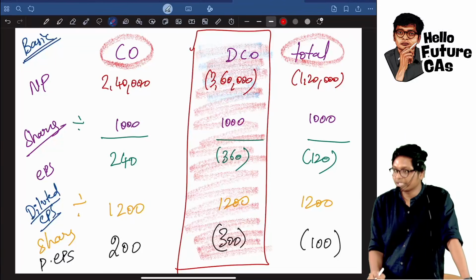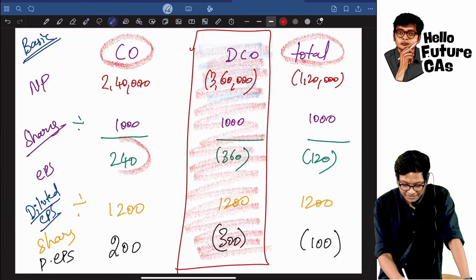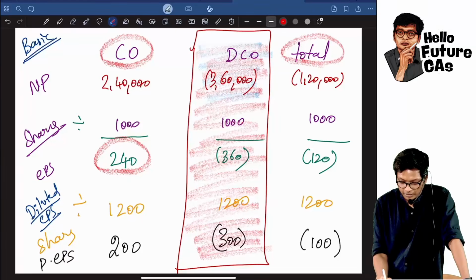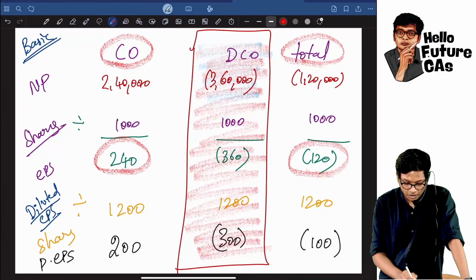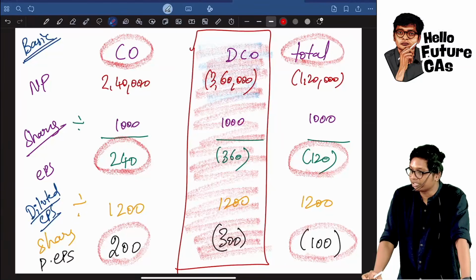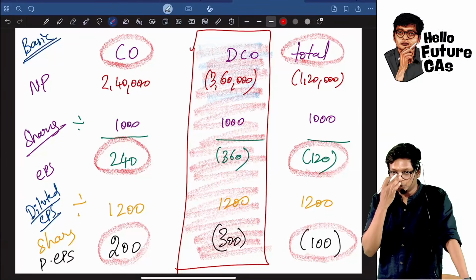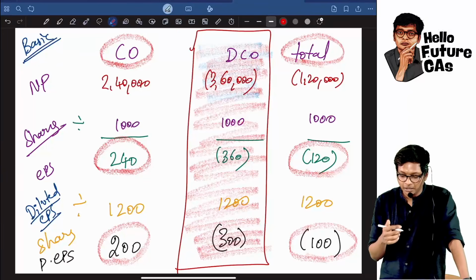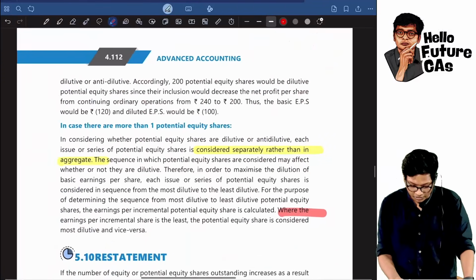So for continuing, the EPS is 240 and the total is going to be negative 120. Diluted is going to be 200, and negative 100. But this is not the answer. This is not the answer. This is what most of us will do and make a mistake. What is the answer? Let me show you the concept here.